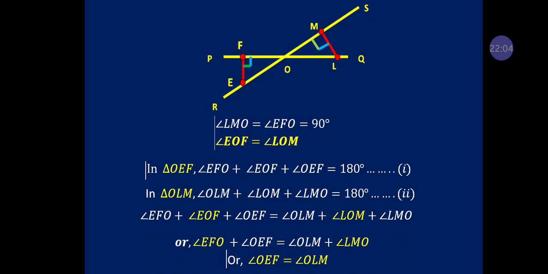By the way, I did not mention the question first, because if I had mentioned the question, the question is so tricky, but the proof is not that hard. So I suggest you see the question first. From your textbook, your question was to prove that those two angles, OEF and OLM, are equal or not. So the proof is done.